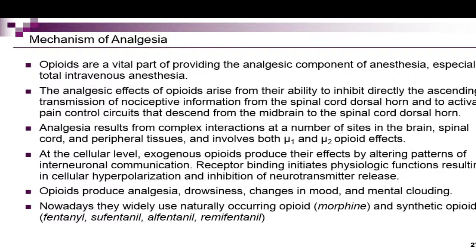The component of combined anesthesia is analgesia, deprivation of the CNS from pain stimulation. We should use opioids, which are the vital part of providing the analgesic component of anesthesia, especially total intravenous anesthesia, because drugs for inhalation or non-inhalation anesthesia do not produce sufficient loss of pain.